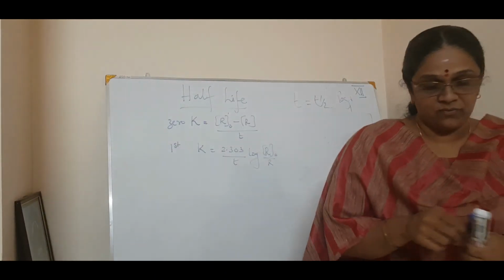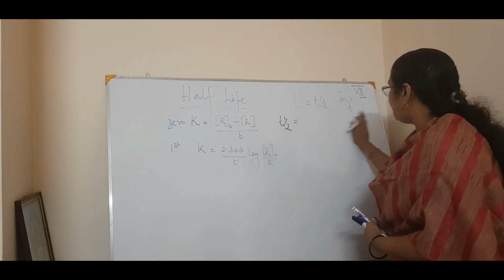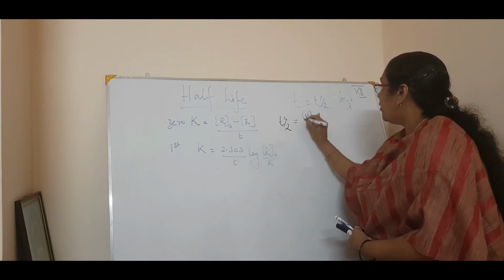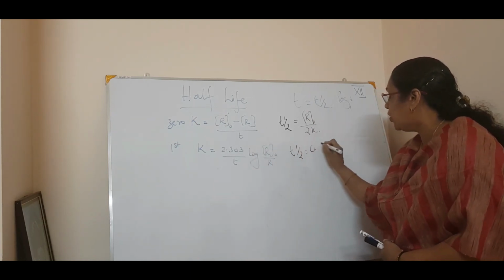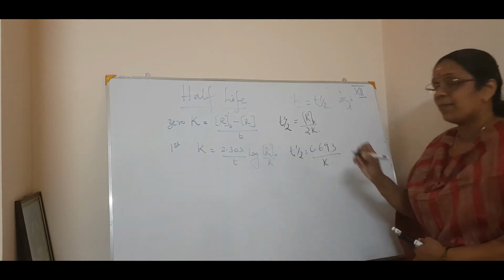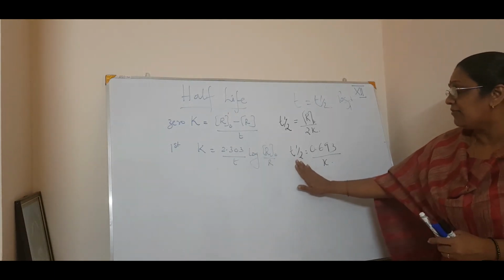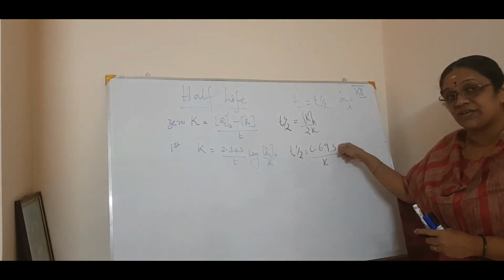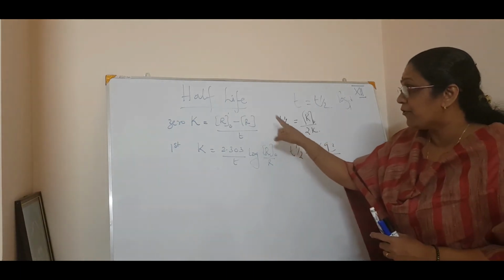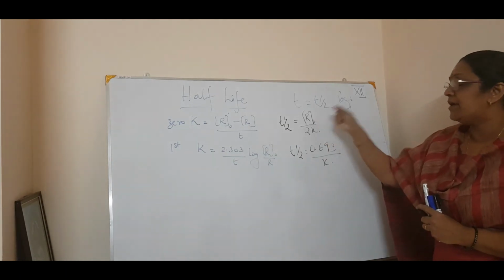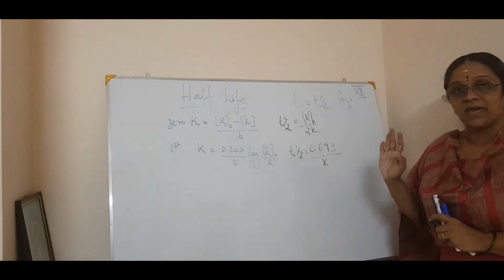Now coming to the t half. What is t half? T half for zero order is equal to R0 divided by 2k. And for the first order, t half is equal to 0.693/k. See, for a first order reaction, t half is independent of the initial concentration. See, there is no R0 value here. But the t half for a zero order reaction is dependent on the initial concentration. Both are inversely proportional to k, the rate constant.